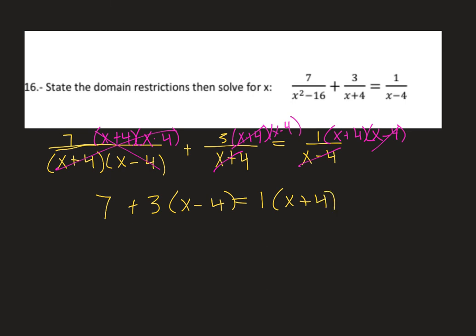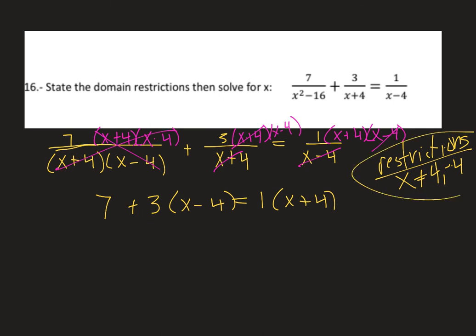Now, I forgot something, and I said it was an important part of the problem. I did forget to state the restrictions, so let me just write that down. The restrictions do come from the denominators, so we just have that x cannot be 4 or negative 4, because you can't have a zero in your denominator. Okay, sorry about that. Now we're going to come back to this linear equation that we've created. That is the exact same equation as my rational one without the fractions.